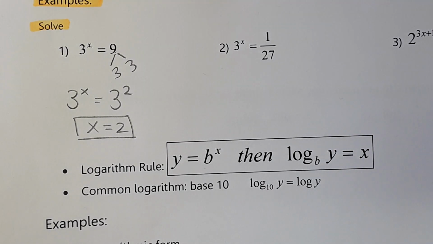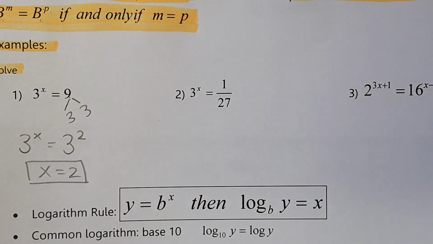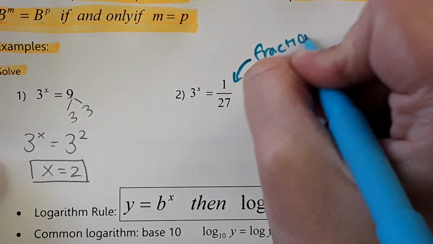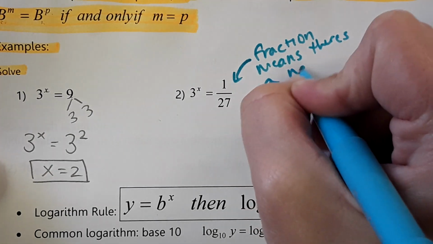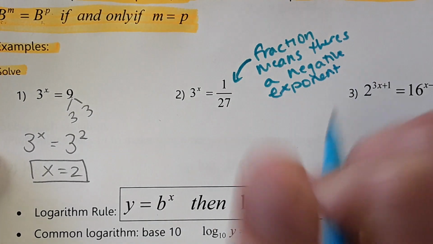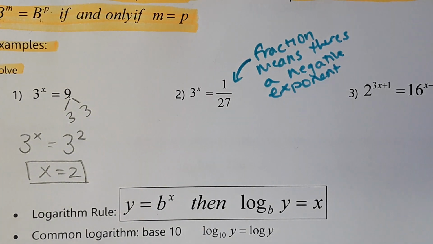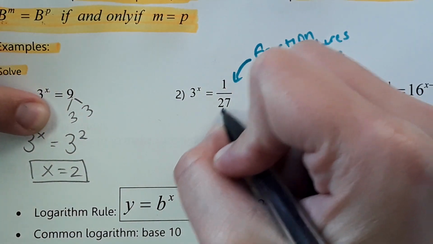Okay, and then the next problem, of course, they gave us a fraction right off the bat. Fractions mean there's a negative exponent. Okay, so we're looking for a base of 3. We'll get to the negative exponent in a second. We're looking for a base of 3.